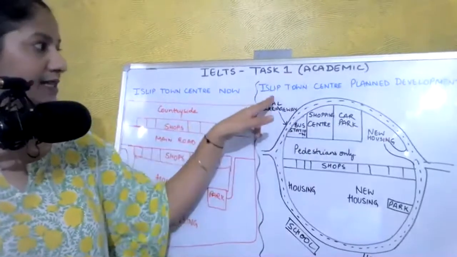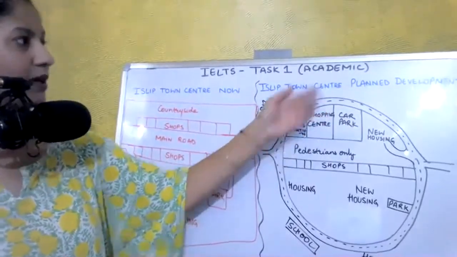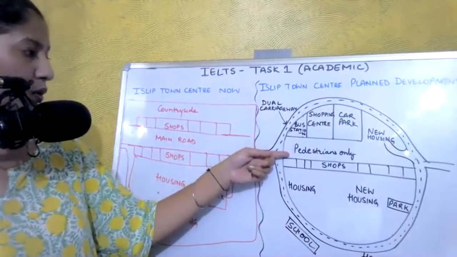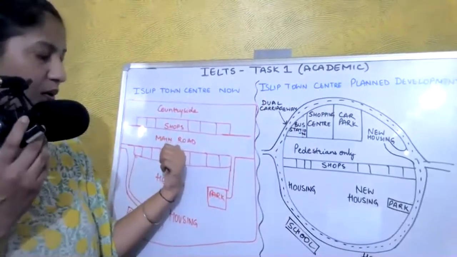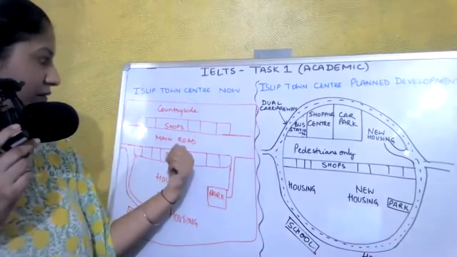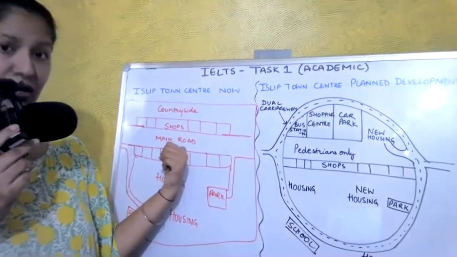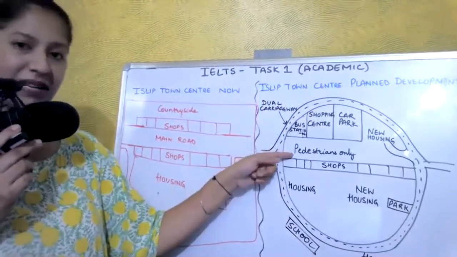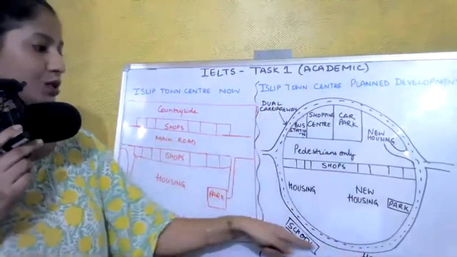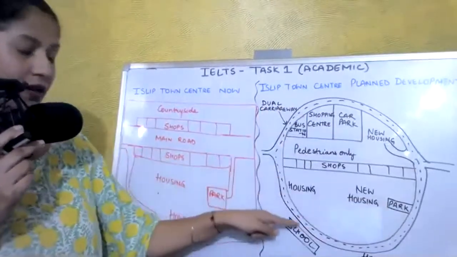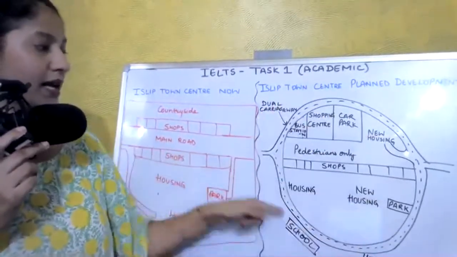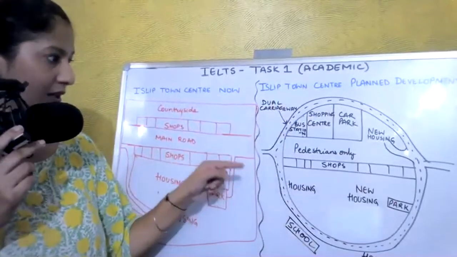In the development plan of Islip town center, the main road which at present is in the center of the town is replaced by the pedestrian's way. We won't say which was earlier, because it is given, it is now. Instead of the main road, a dual carriageway is planned. It's not built, it is planned. A dual carriageway is planned around the center of the town. Correct?